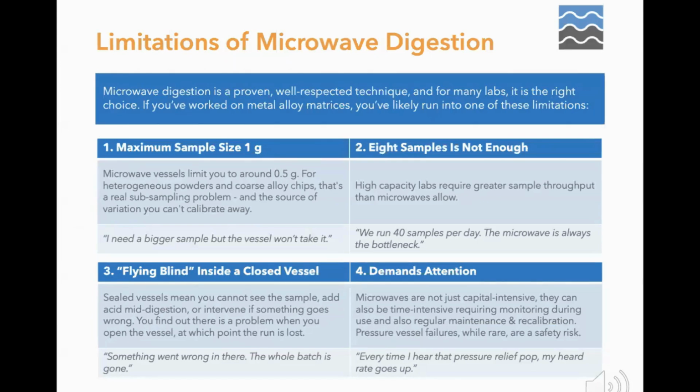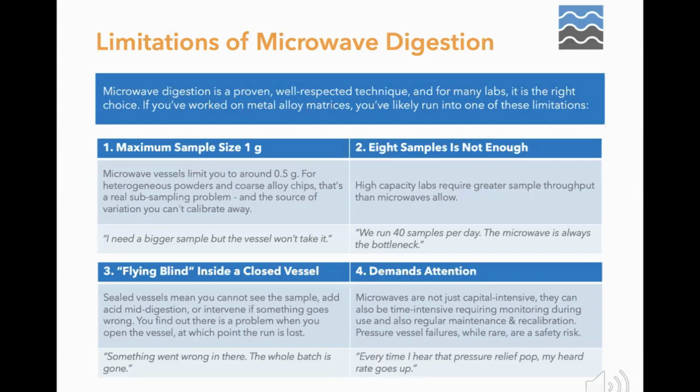Despite that, and regardless of the types of sample that you're dealing with, you very often run into one of the four limitations that we've outlined here. The first is obviously sample size. Microwave digestion does have some real limitations on the maximum sample size that can be used. If you're dealing with a fairly heterogeneous powder or coarse alloy chips, that can be a real problem from a sampling perspective.